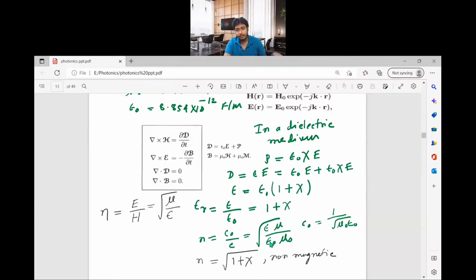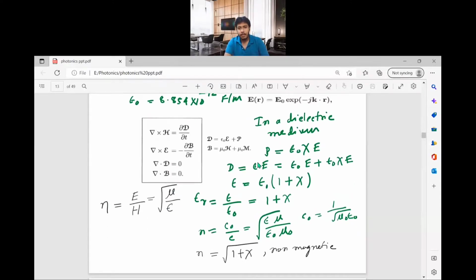So it will be epsilon by epsilon zero. So epsilon by epsilon zero, we can make it 1 plus psi, where psi is the susceptibility. So we can write the refractive index is equal to the square root of 1 plus psi. And this is the impedance of the medium, the ratio of the electric field to the magnetic field, that will be equal to root over of mu by epsilon.